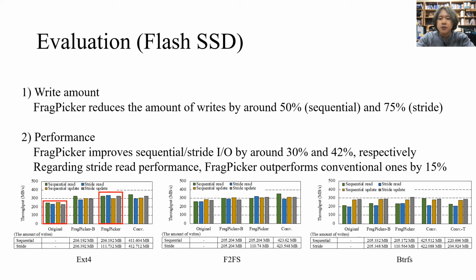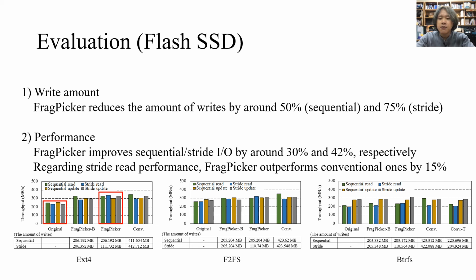The experimental results show FragPicker actually does reduce the amount of writes for defragmentation. In the case of sequential I/Os, FragPicker shows around 50% fewer writes and 75% fewer in the case of stride workloads. This reduction in the amount of writes is because the analysis phase of FragPicker effectively finds the optimal pieces of data for migration, and fragmentation checking of the migration phase further minimizes the unnecessary writes.